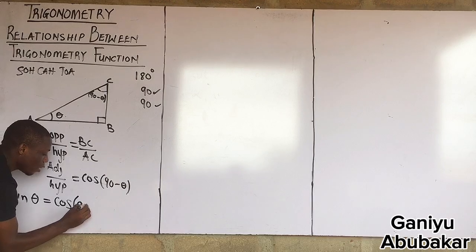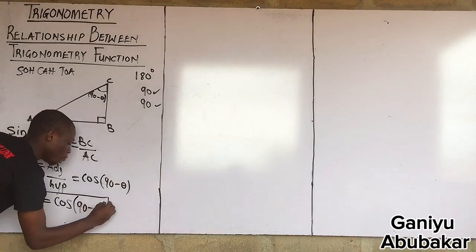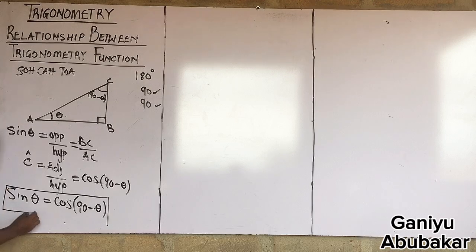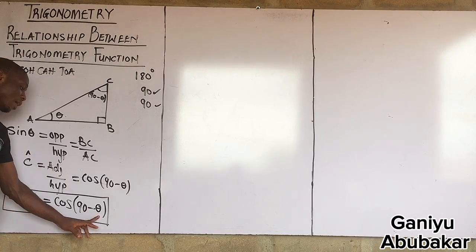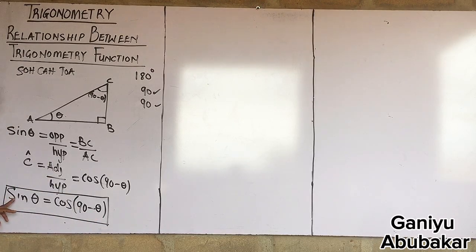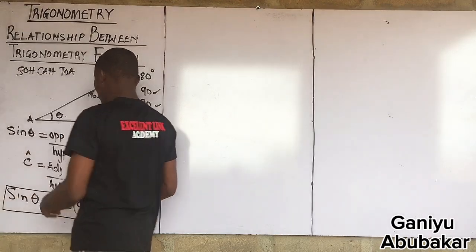The complement angle, which is 90 minus theta. This is the very first mathematical formula you need to note when it comes to the relationship between trigonometric functions: sine theta is equal to the cos of the complement, which is 90 minus theta. This is the very first formula you need to note, which I've derived here. Sine theta is equal to cos 90 minus theta.